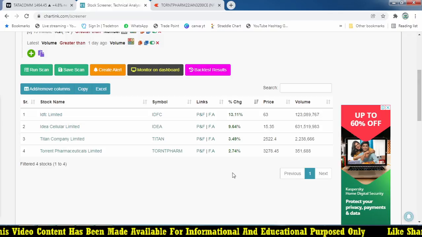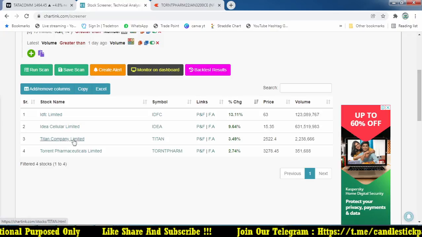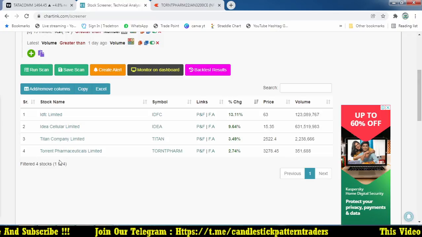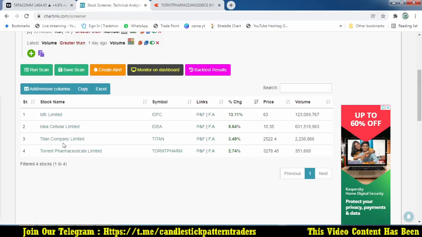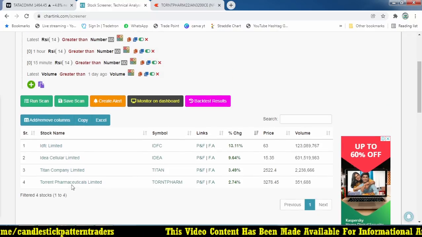Power. Now you got the idea how I am getting that particular list of stocks. Which I showed you: Titan, Torrent Pharma, and another one which is not here, that is Tata Communications. Let me show you how to do it and how to use this scanner.